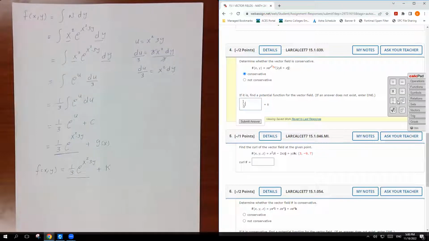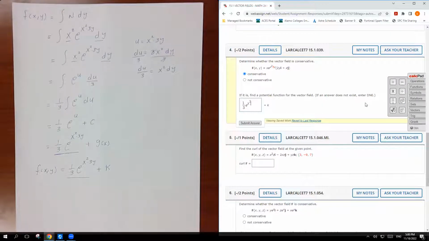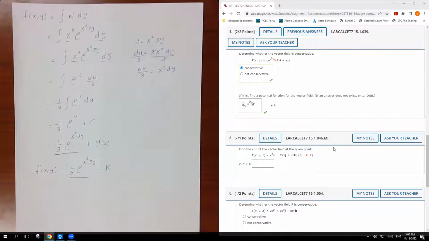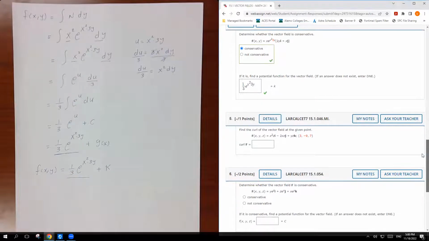and e to the exponents x squared and 3y. X squared, 3y. That's it for this example. You got it right. Let's move to number 5.